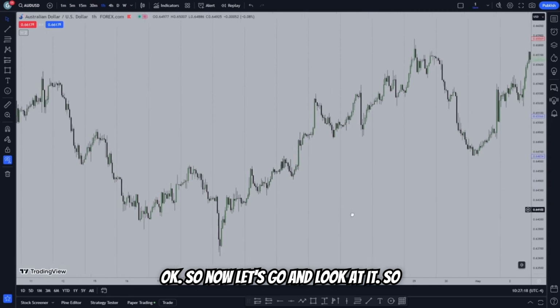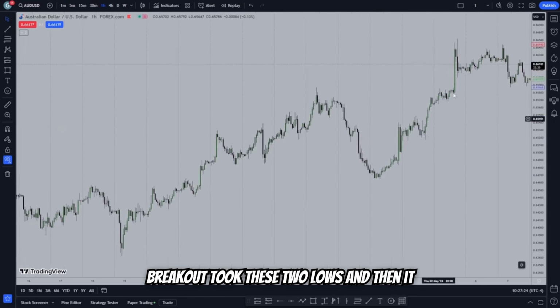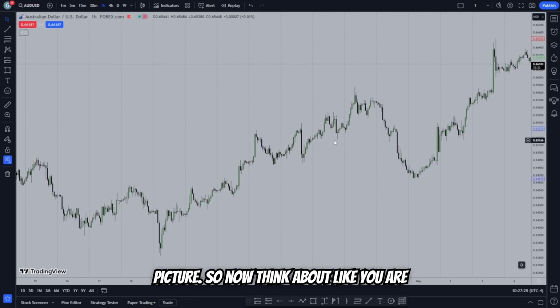So now let's go and look at it. Over here you can see that it was creating a trend line, and then it gave a breakout, took these two lows, and then it went up. Okay, so now that's our bigger picture. So now think about like you're trading on the 15-minute time frame or the 5-minute time frame.